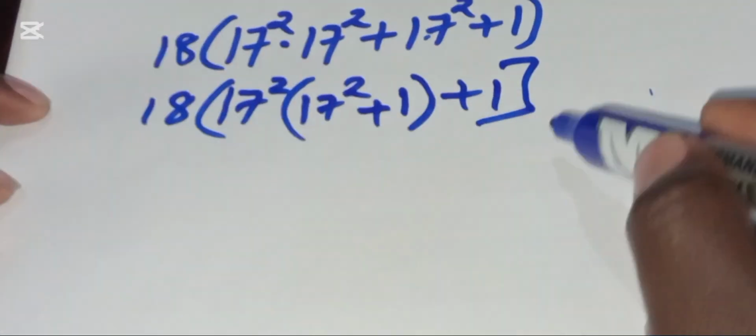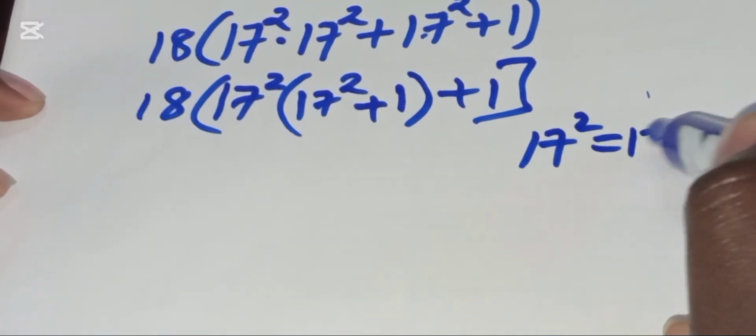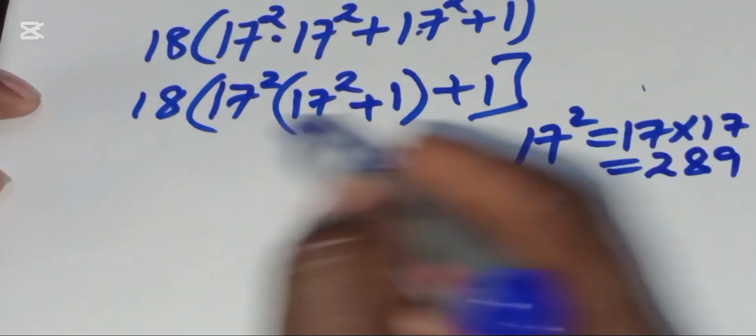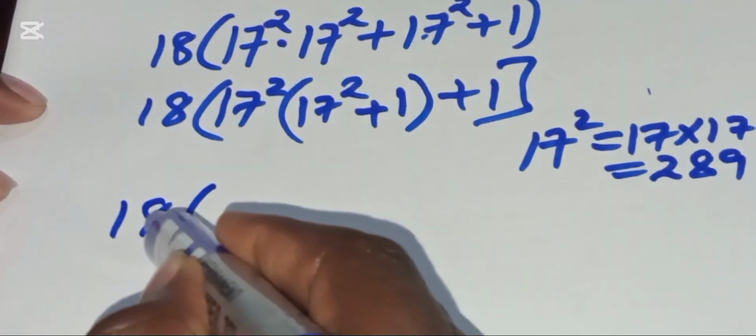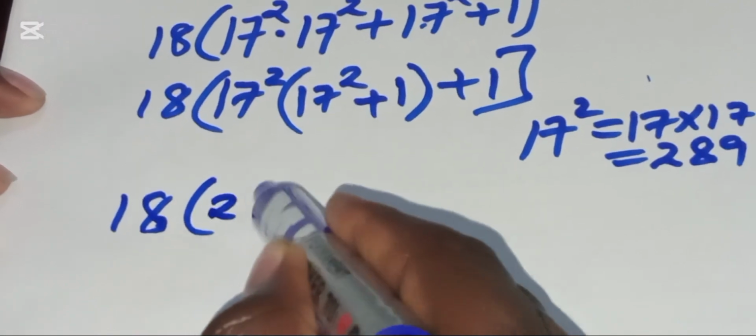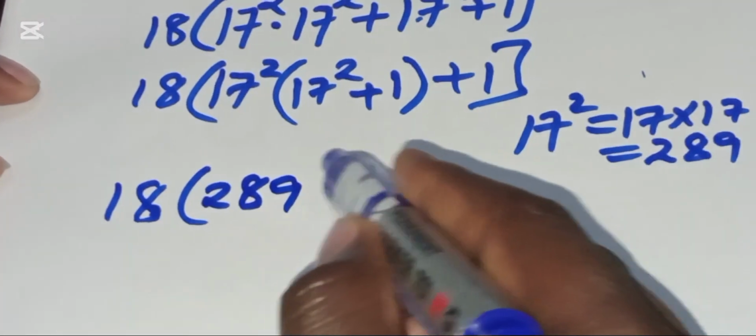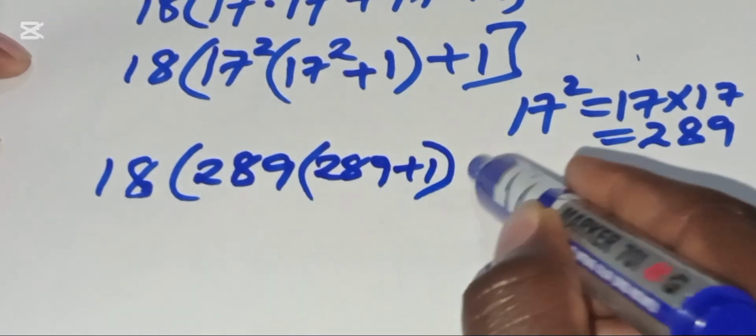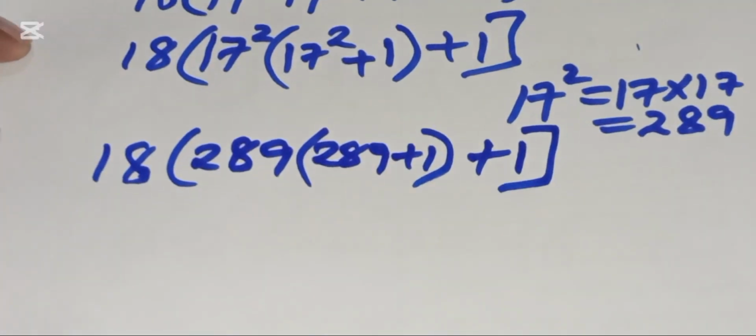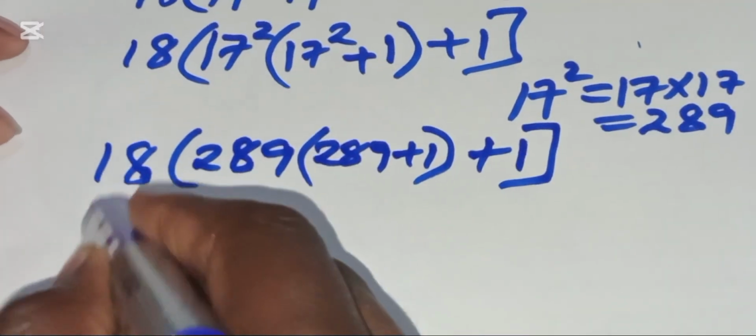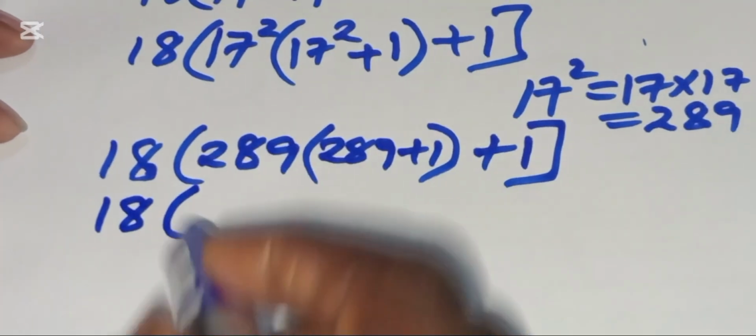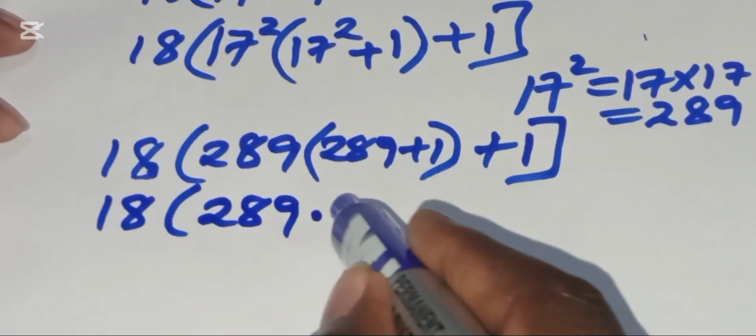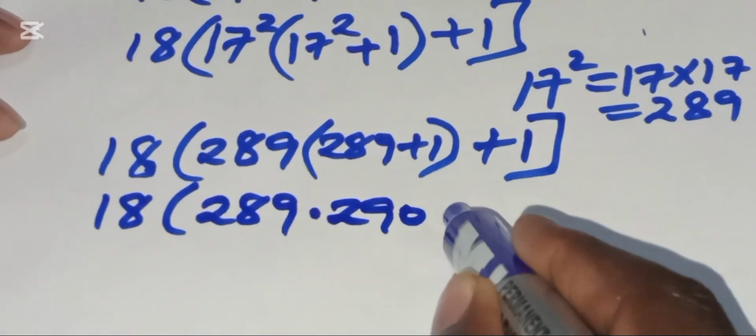Now this becomes 17 squared. This is the same thing as 17 times 17, which is equal to 289. Okay. Now let's substitute this. We'll have 18 into the bracket. We'll have 289. Okay. Into the bracket we'll have 289 plus 1. Okay. Plus 1. All right. Now from what we have here, this is 18. Into the bracket we'll have 289 multiplied by 289 plus 1, which is equal to 290. Okay. Plus 1.